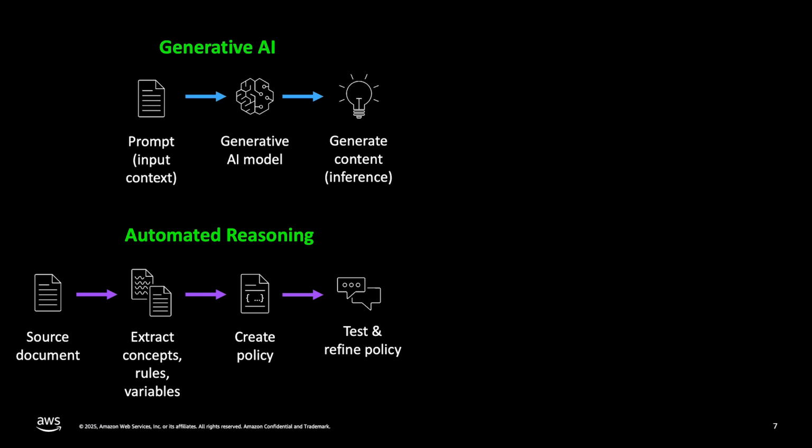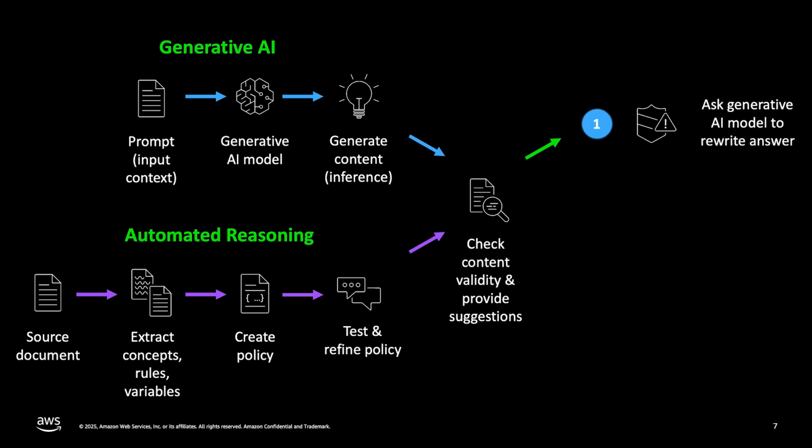And then let's say you have a generative AI application where you have your prompts with the input context, and then you have your Gen AI model application and you generate some inference in the output. So what you can do in this case is use your automated reasoning policy to check the validity of the content and also provide some explanation. Automated reasoning can actually provide explainability on why, for example, the generated content is valid or invalid or satisfiable.